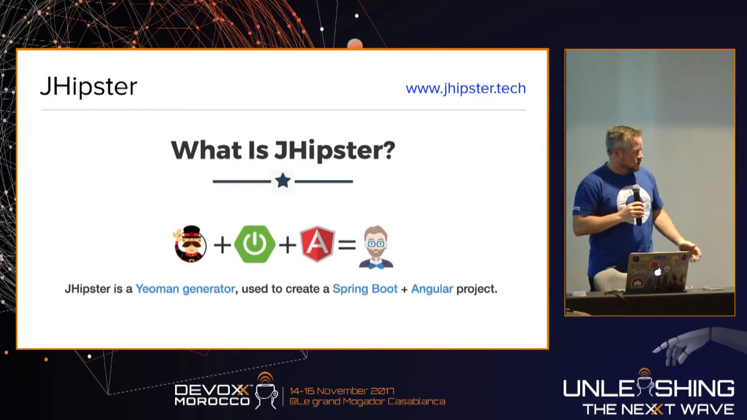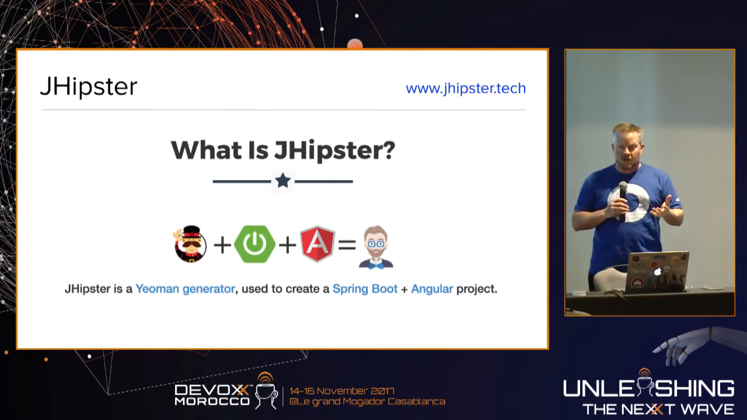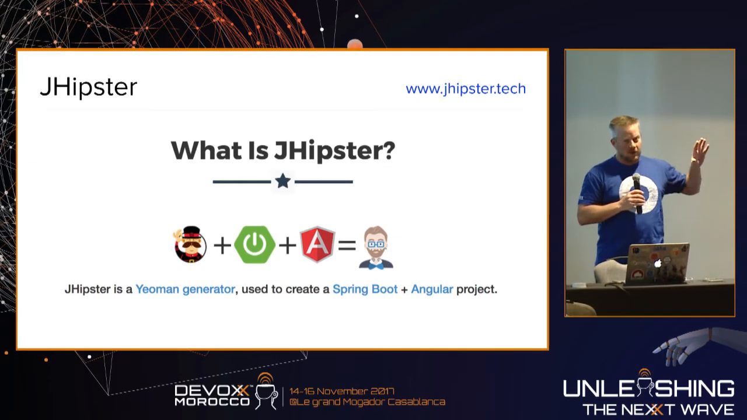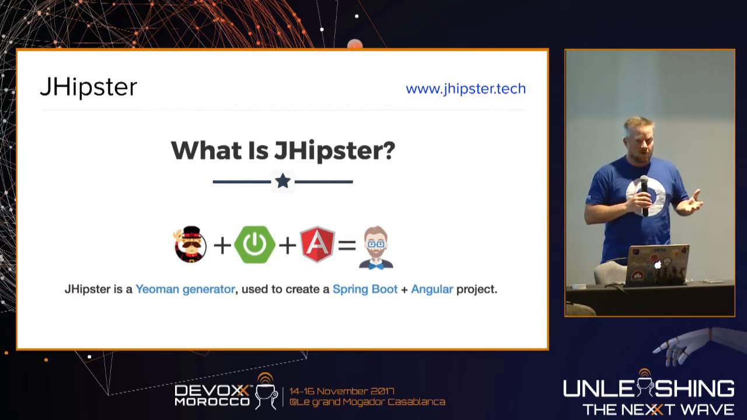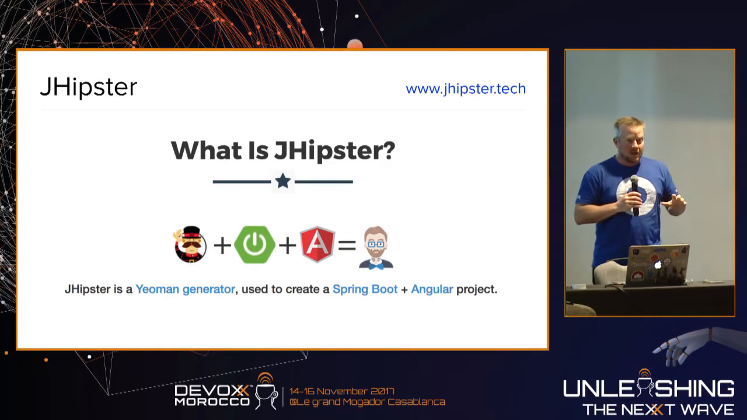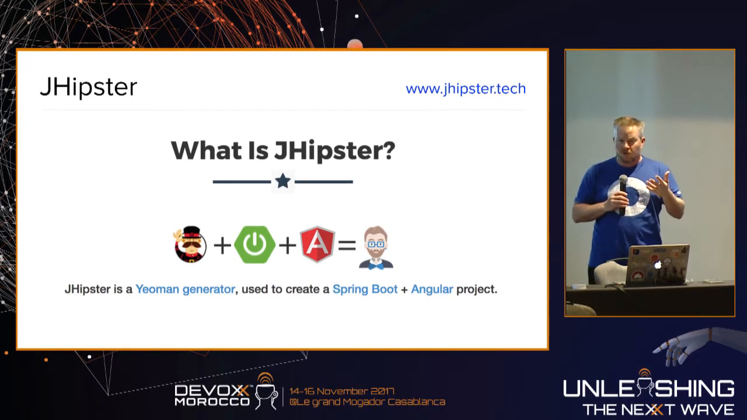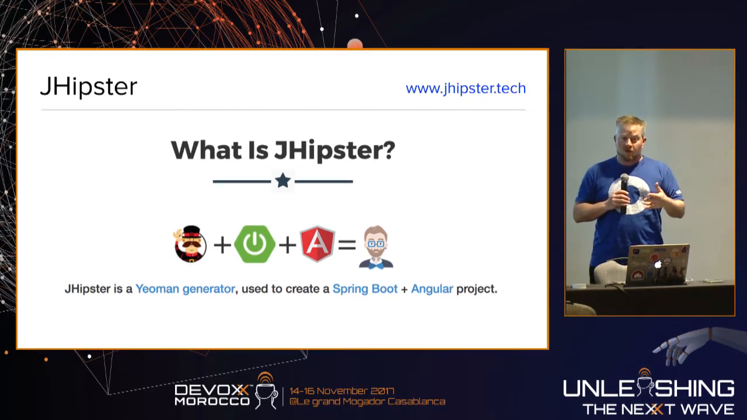So JHipster is a Yeoman generator. Yeoman is basically a way to create applications, and it's not specific to creating Java applications or Node applications or anything like that. It's just basically a framework for creating applications. It also promotes a lot of testing, and it promotes using something like browser sync to reload your browser. It's a really nice tool. So it generates a Spring Boot backend and an Angular front end.